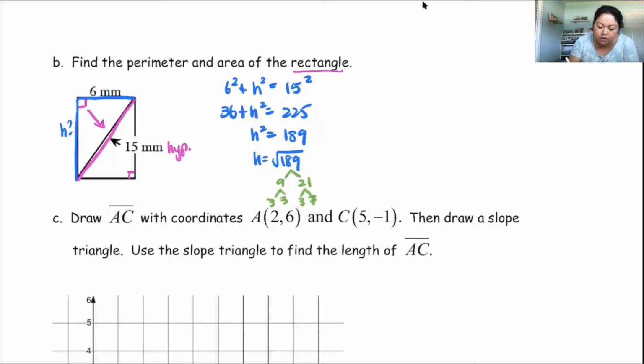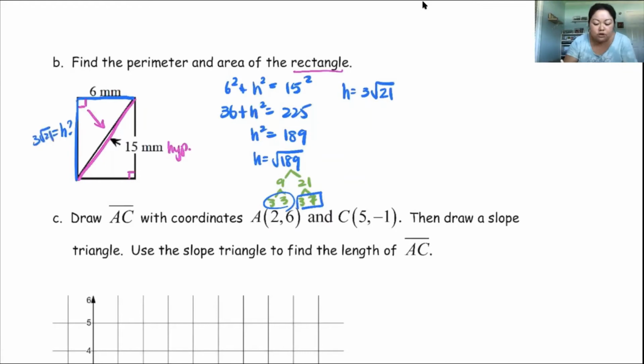So I see that the only pair I have is a 3. So h is equal to 3 root. Since these two are staying behind, you got to multiply them together. So 3 root 21. All right. So 3 root 21 is your missing height here. So this is 3 root 21.